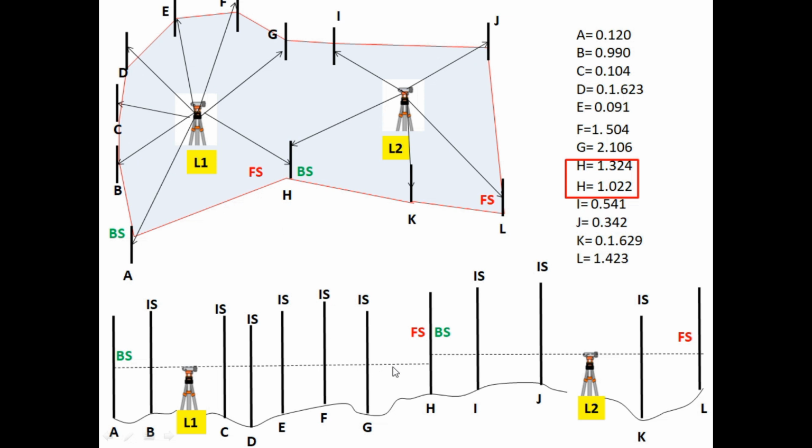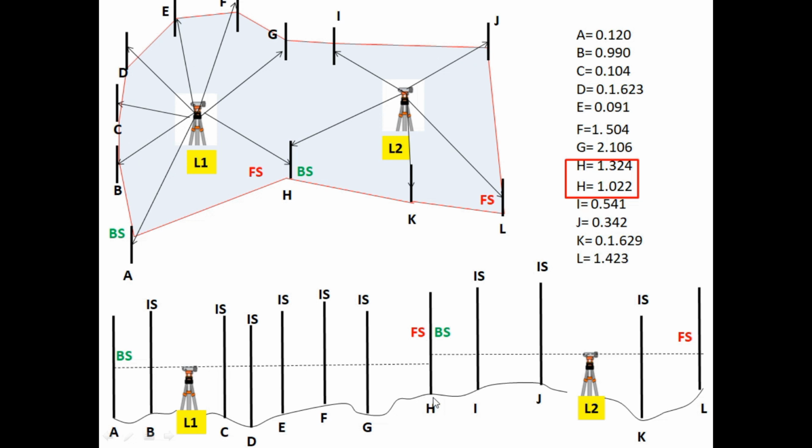After shifting, now the height of instrument is changed. How will it be done? See here. Now we have got 500.120 as the height of instrument of the first setup. Now if you minus the foresight reading, that is 1.324, that means 500.120 minus 1.324, that will give you the reduced level of H.